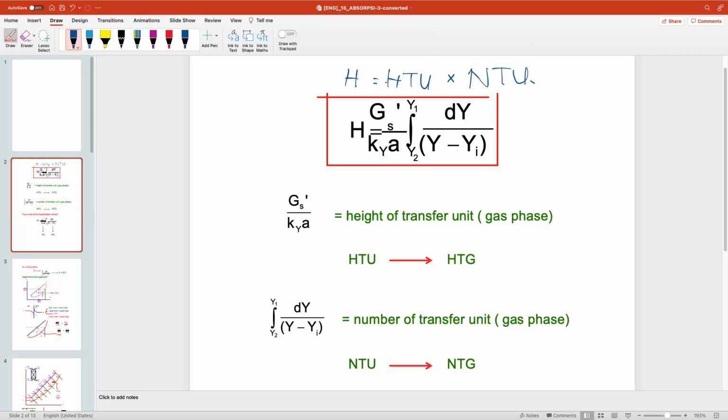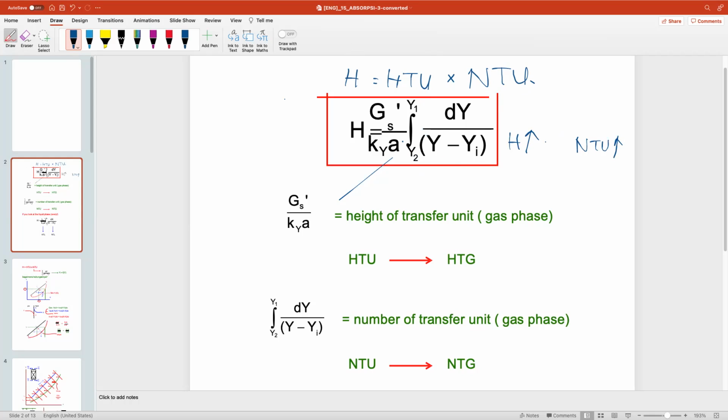What this tells you is very important, because this is what we can manipulate if we want to find the height. For example, if you want to increase the purity of y2, then the NTU, the number of transfer units, is increasing, so the height would also be increasing.